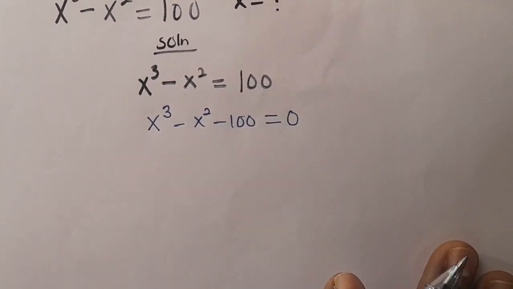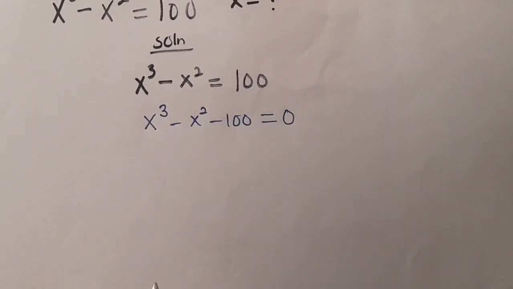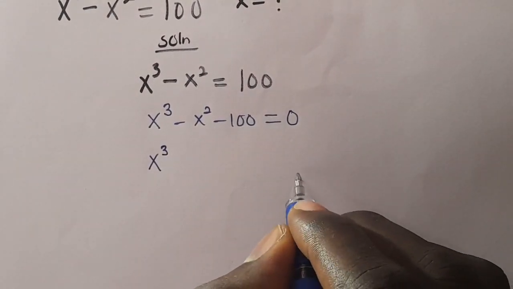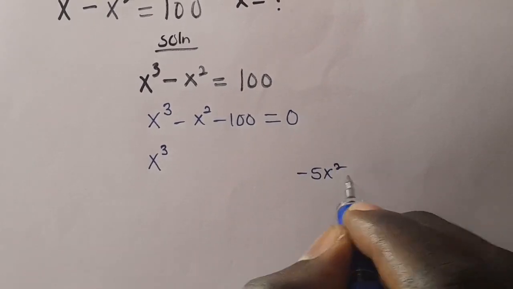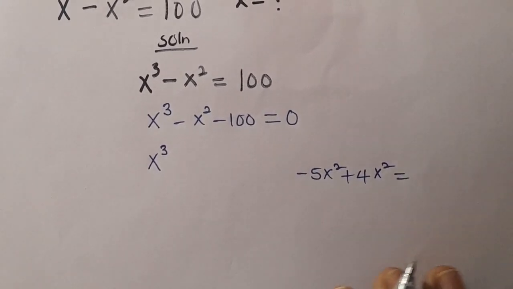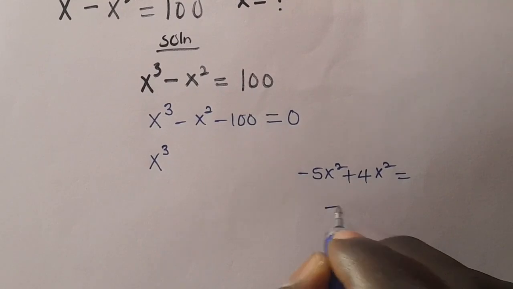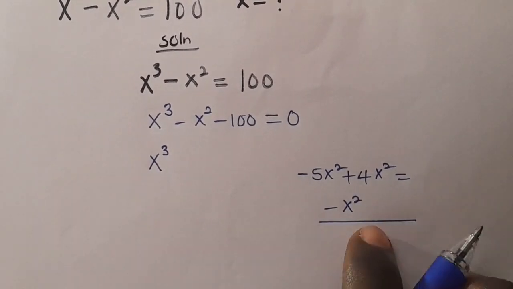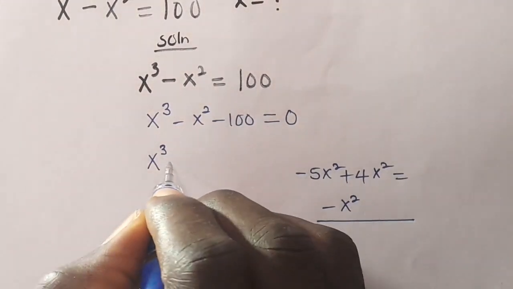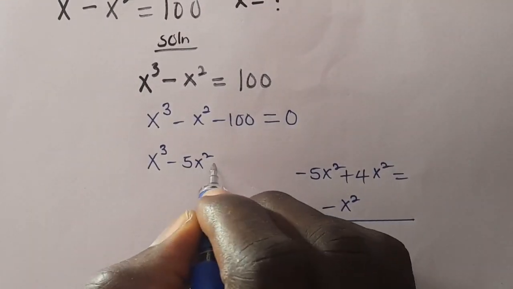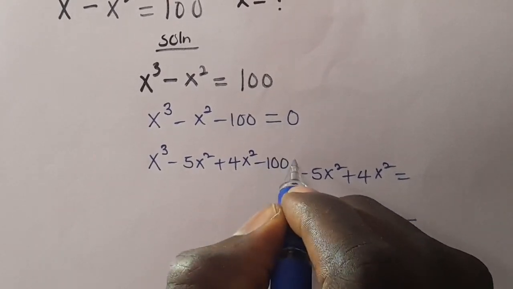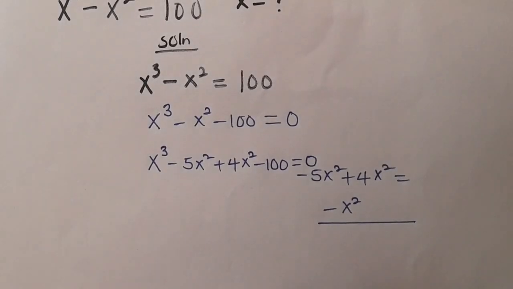Now guys, we have to recall that from this we can have something reasonable here, as x cubed minus 5x squared plus 4x squared, which will be equal to minus x squared. So by applying this expression here, we are going to have x cubed minus 5x squared plus 4x squared minus 100, then we have everything equals 0.